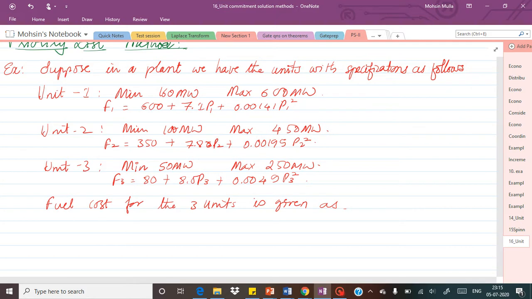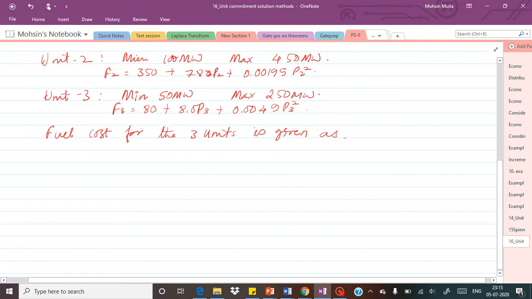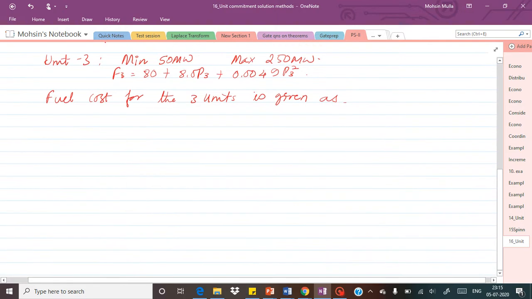Along with that, to understand the overall operation, or the overall selection of the most economic units, we need to consider the fuel cost also. So let us take the fuel cost for each unit. For the first unit, I will write the fuel cost of the first unit as rupees 1.1 per mega BTU.